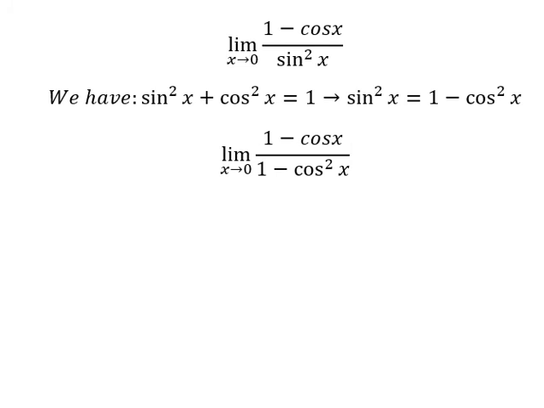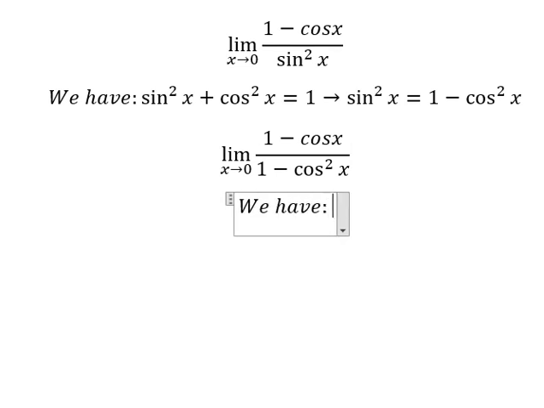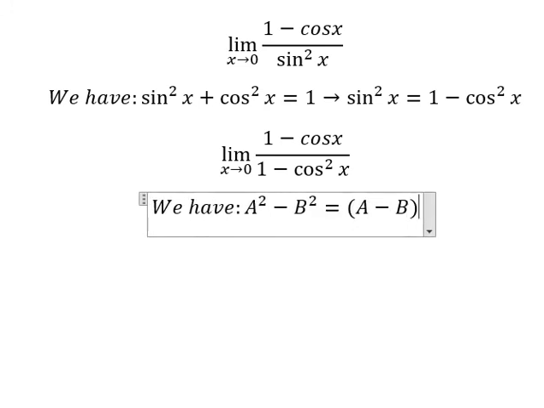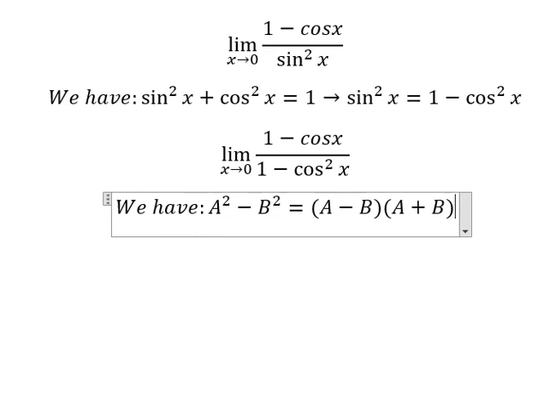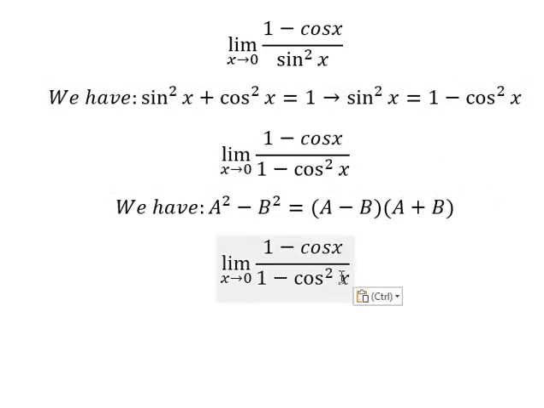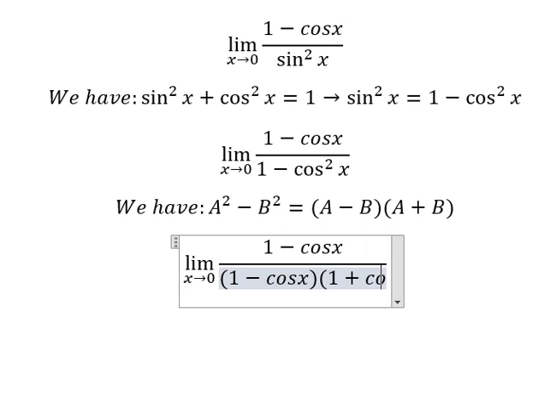Next, we have the second formula in here. That is a squared minus b squared equals a minus b multiplied by a plus b. So this one is about identity. So we have 1 minus cosine s multiplied by 1 plus cosine s.